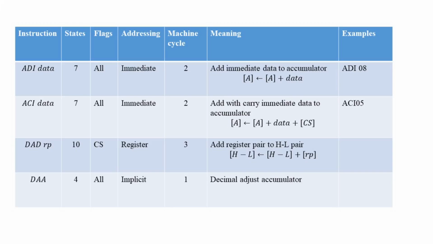Next is DAA. DAA is an implicit addressing. That means decimal adjust accumulator. When we execute this line, it just adjusts the accumulator. Which means that if the data in the microprocessor is in hexadecimal format, this instruction adjusts it and puts the value in decimal form.